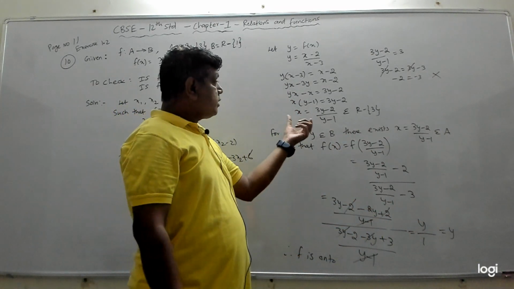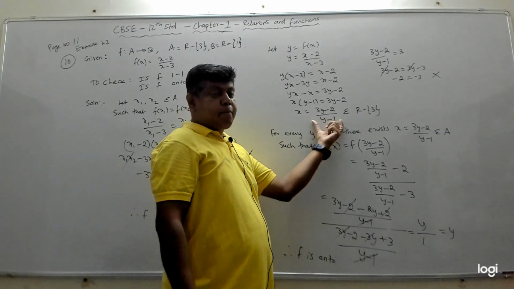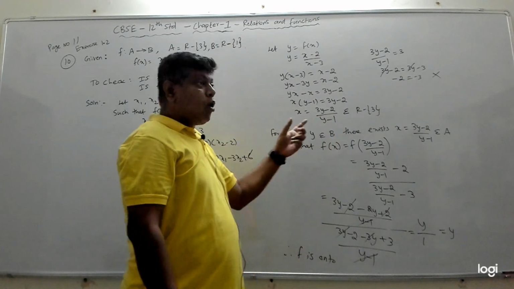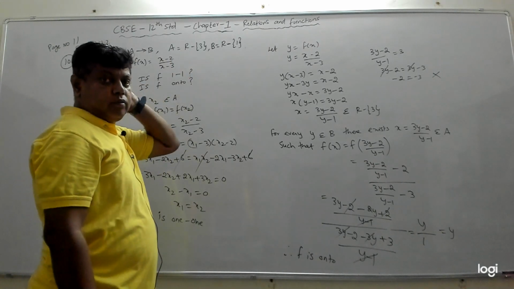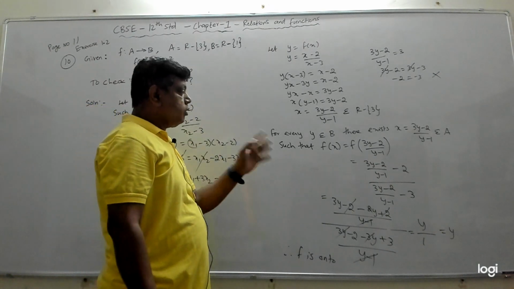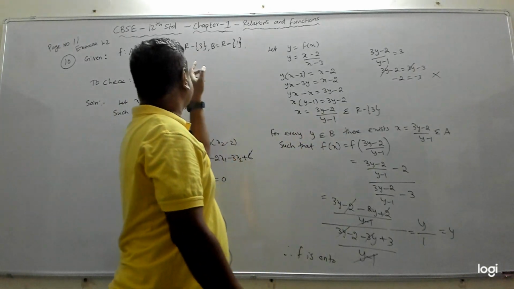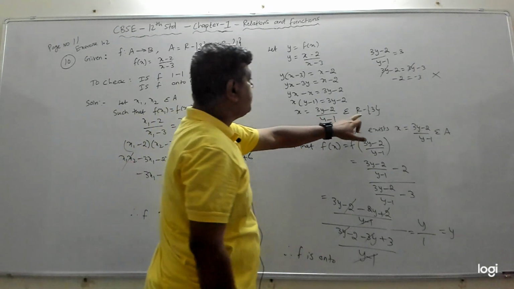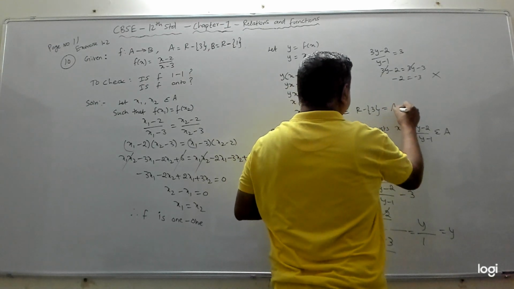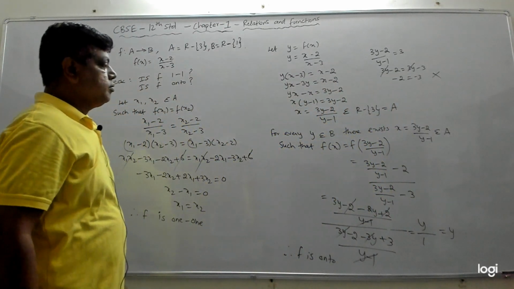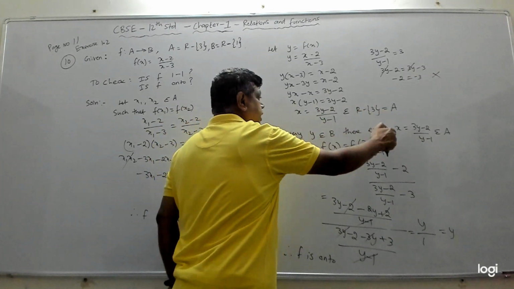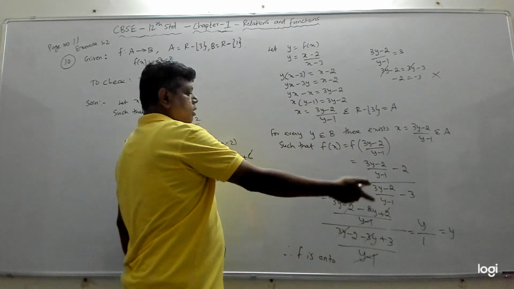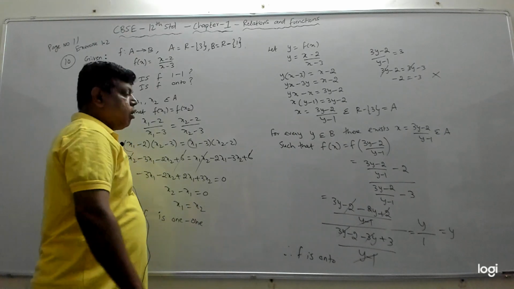The main part is the x that you are getting here. We should prove that this x belongs to the domain. It should be in the domain. If it is not in the domain, then it's not onto. So it is in the domain. Domain means it is in the set A. R minus 3 is set A. So for every y in B, we are able to find an x in A such that f of x is y. Therefore, f is onto, right?